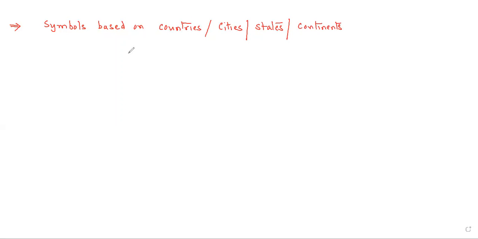Based on the name of the continent, there is an element called Europium. Europe, of course, is the name of the continent, right? The symbol of Europium is given as EU. Okay. Then there is Americium. This, of course, has come from the name of the country, America. And the symbol goes this AM.